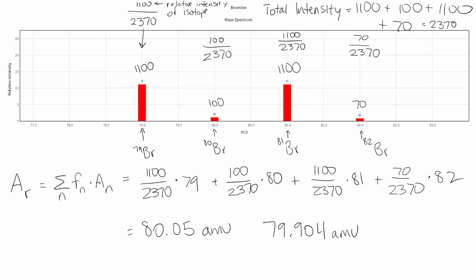You find the relative fraction for each isotope, which is the intensity divided by the total intensity. Then you multiply that by its atomic mass, and then you sum it all together.